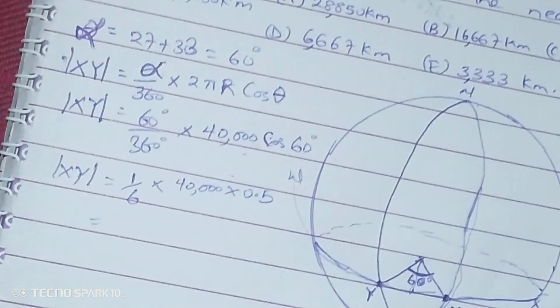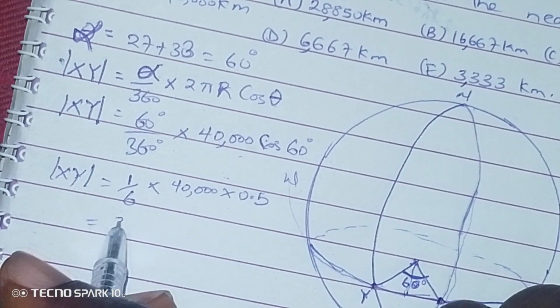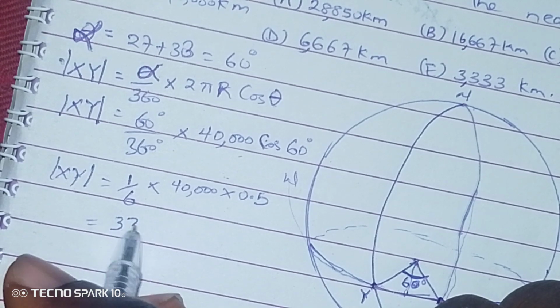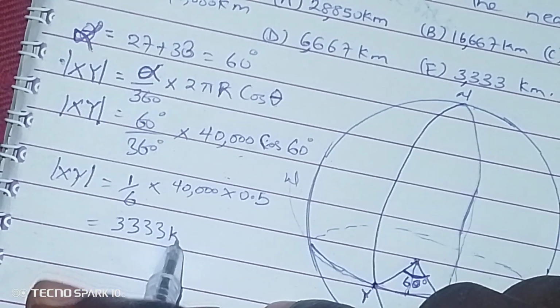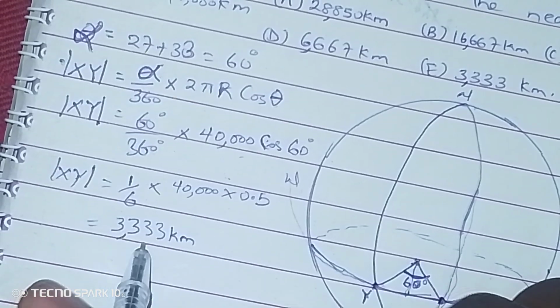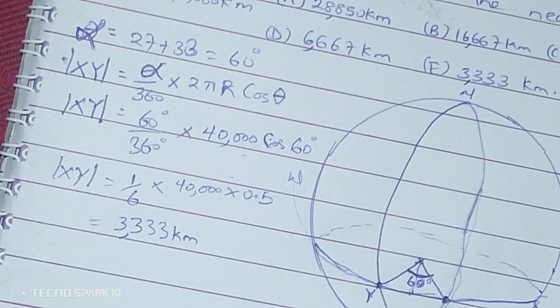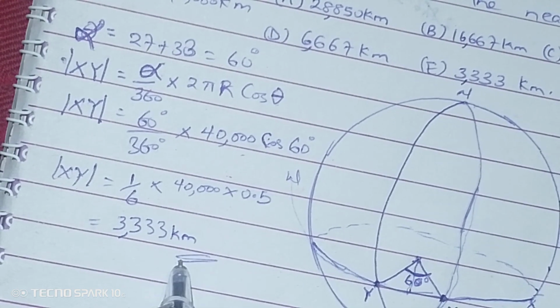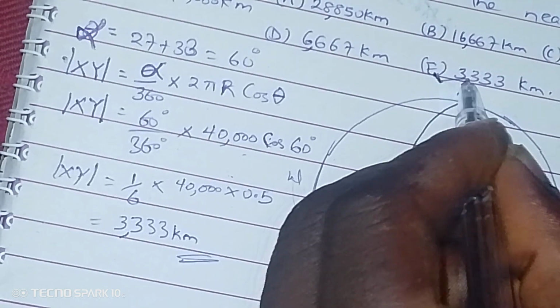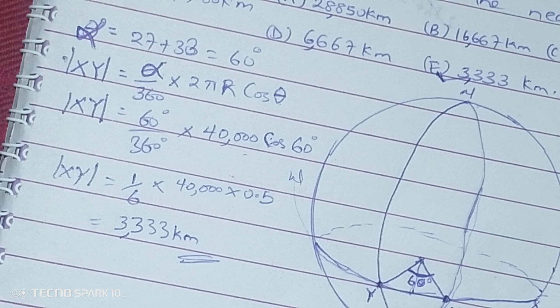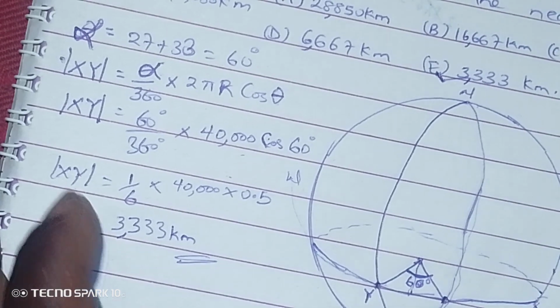So the answer, from the calculator value, is 3,333 kilometers approximately. So for this question, the answer is option E. Thank you very much.